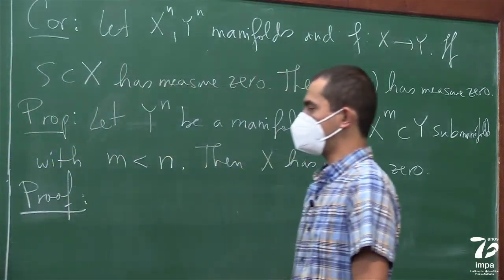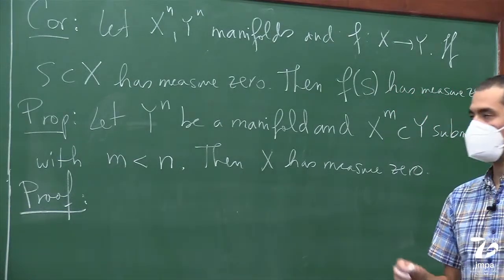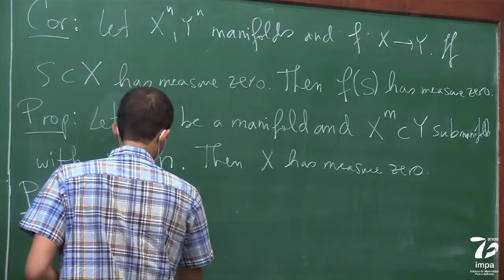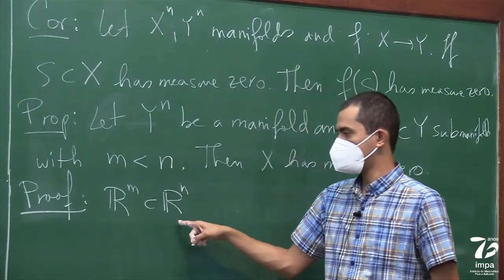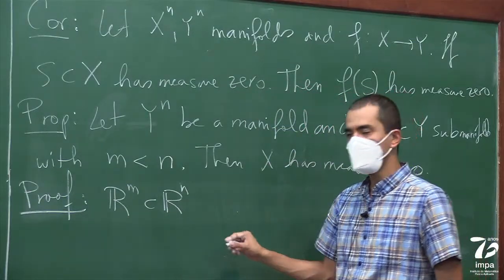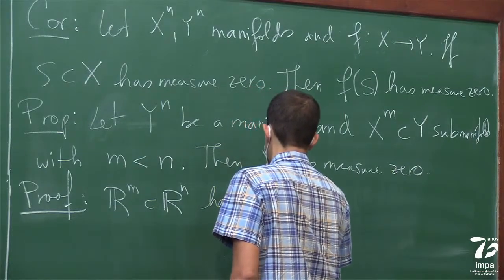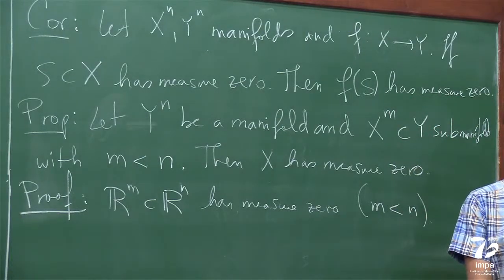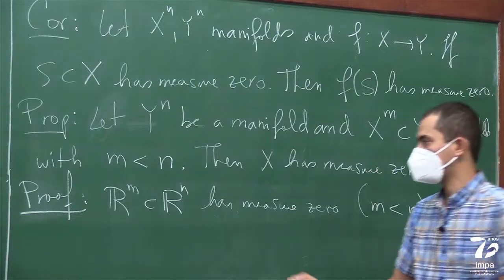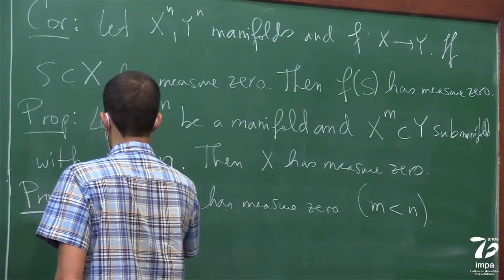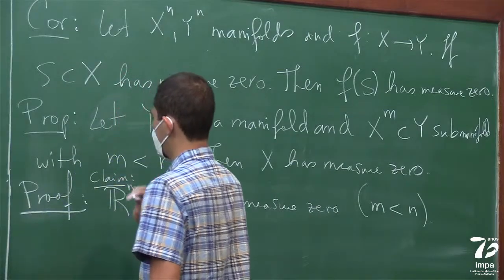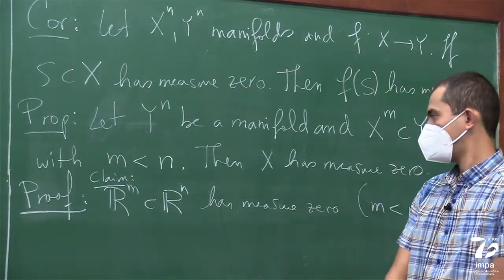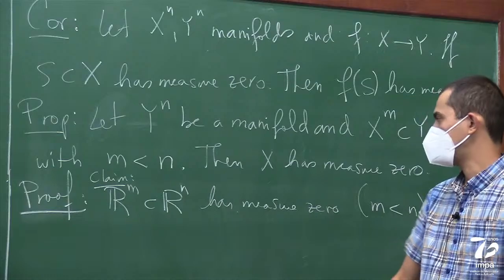Well, really, the thing that you need to show here is that Rm has measure 0 inside of Rn. So if you look at Rm as a vector subspace of Rn, this has measure 0, provided, of course, that m is strictly less than n. That's what you need to show. So let's say this is the claim. And how do you prove that? Well, it's pretty straightforward, but let me write it down anyway.